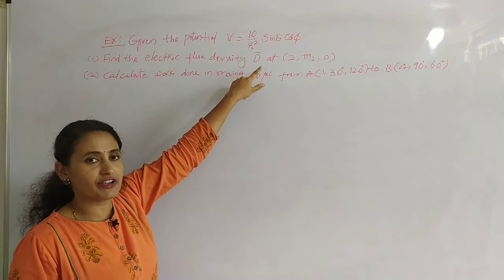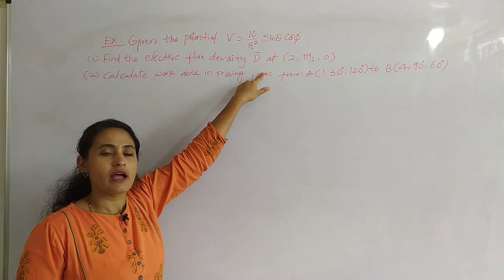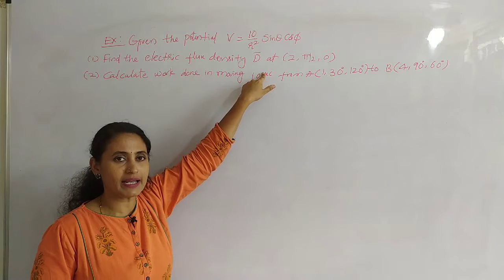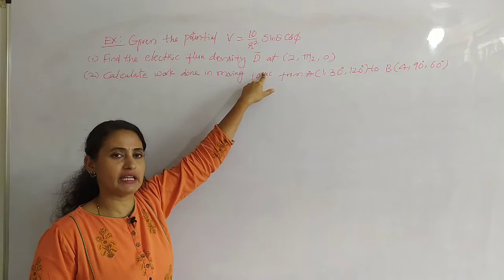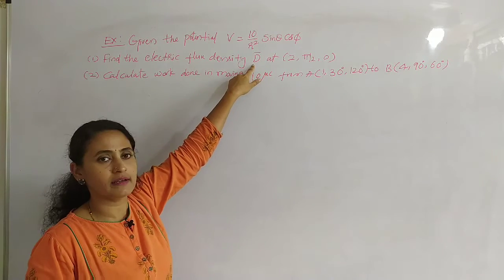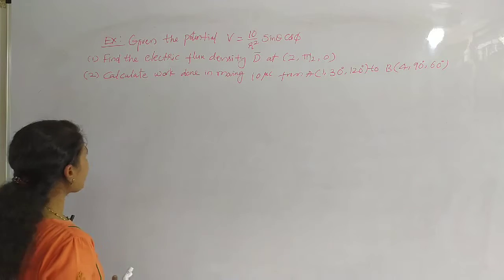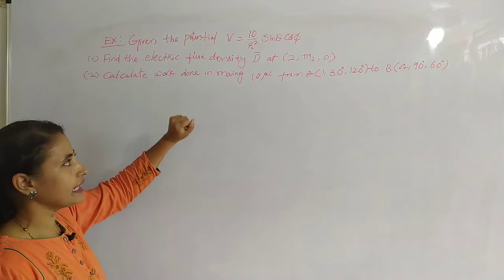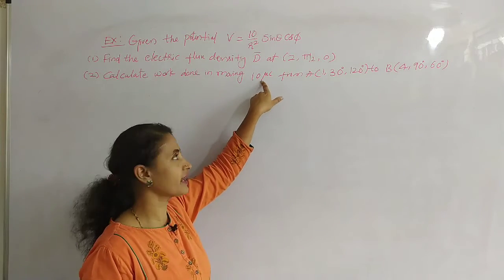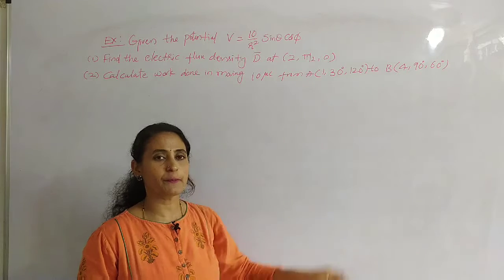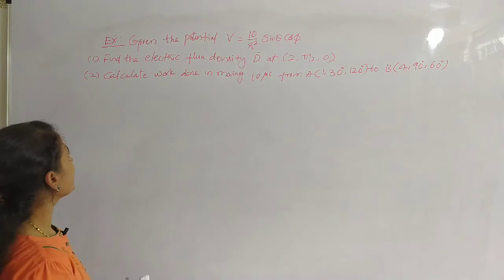So how can we find the electric flux density? Once we find the electric field E bar, by using the relationship between E bar and D bar, we can obtain D bar. And also we have to calculate the work done in moving a point charge of 10 microcoulomb from A to B. Now let us solve this one.